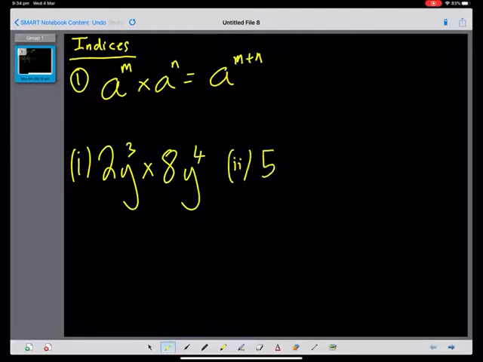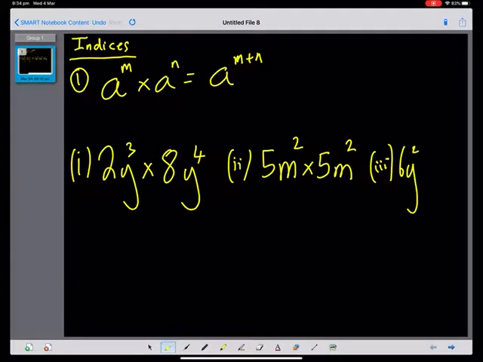Let's do 5m squared multiplied by 5m squared. Let's do 6y squared multiplied by 7y squared. Okay, so pause the video and see if you can simplify these, leaving your answer in index form. Okay, so hopefully you've done that now.